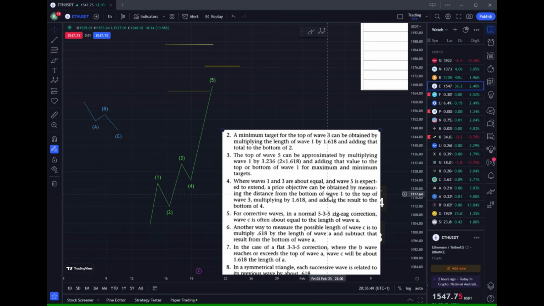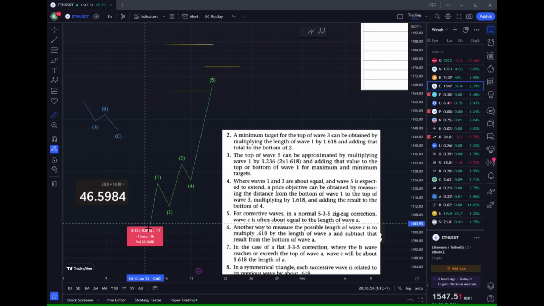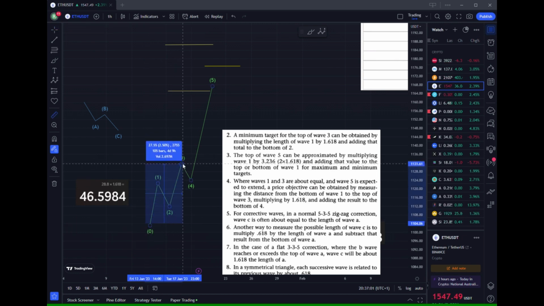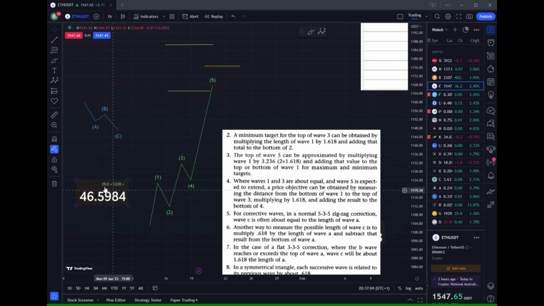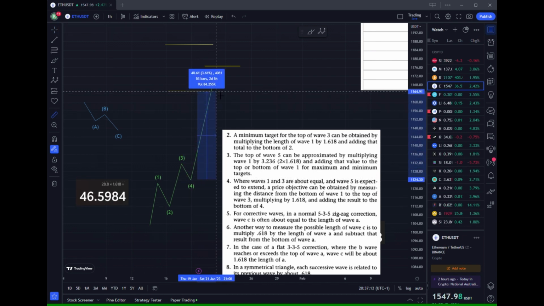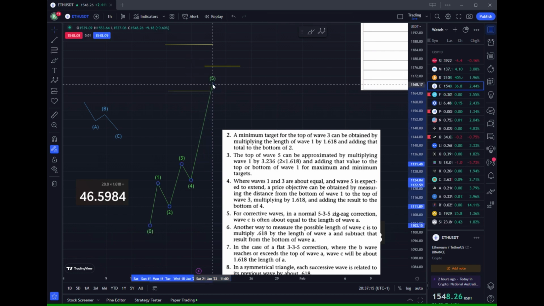So where waves 1 and 3 are about equal and wave 5 is expected to extend, the price objective can be obtained by measuring the distance from the bottom of wave 1 to the top of wave 3, multiplying by 1.618 and adding the result to the bottom of wave 4. So here I took the bottom of wave 1 to the top of wave 3, which can be 27, I just did 28 in the example, times 1.618, and we got 46.59. If we now go to the bottom and add 46.59, we'll end up right here. This one should be a bit higher. This is when you already know these two, and the likelihood of this one extending is high.